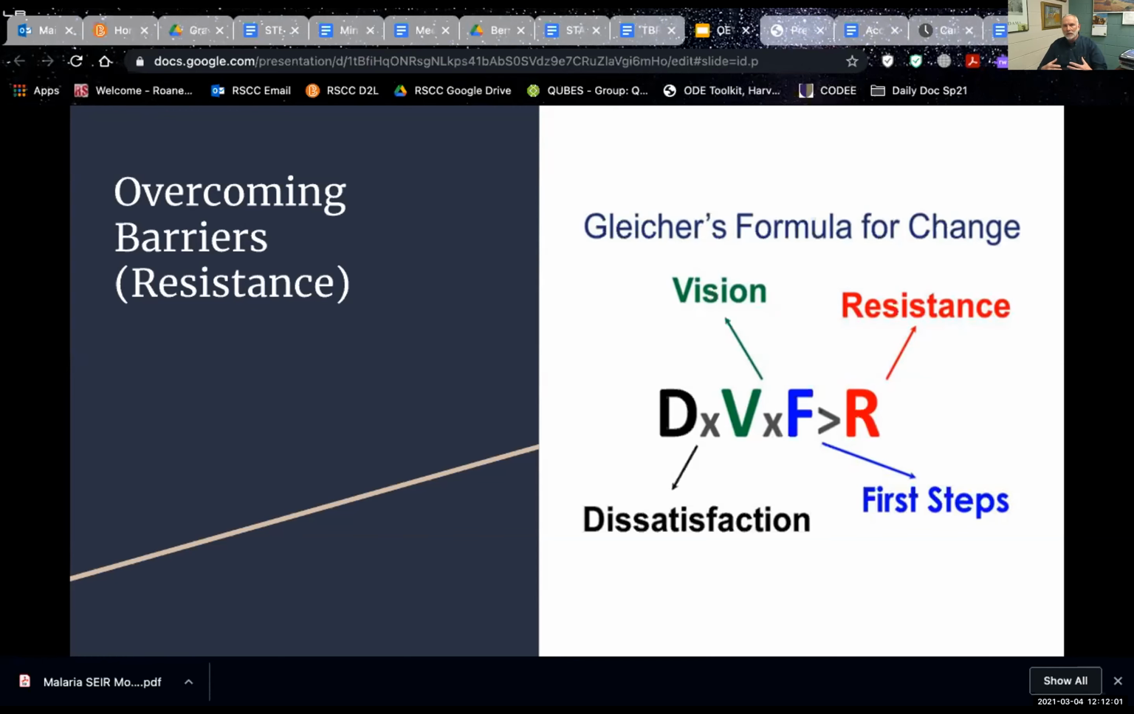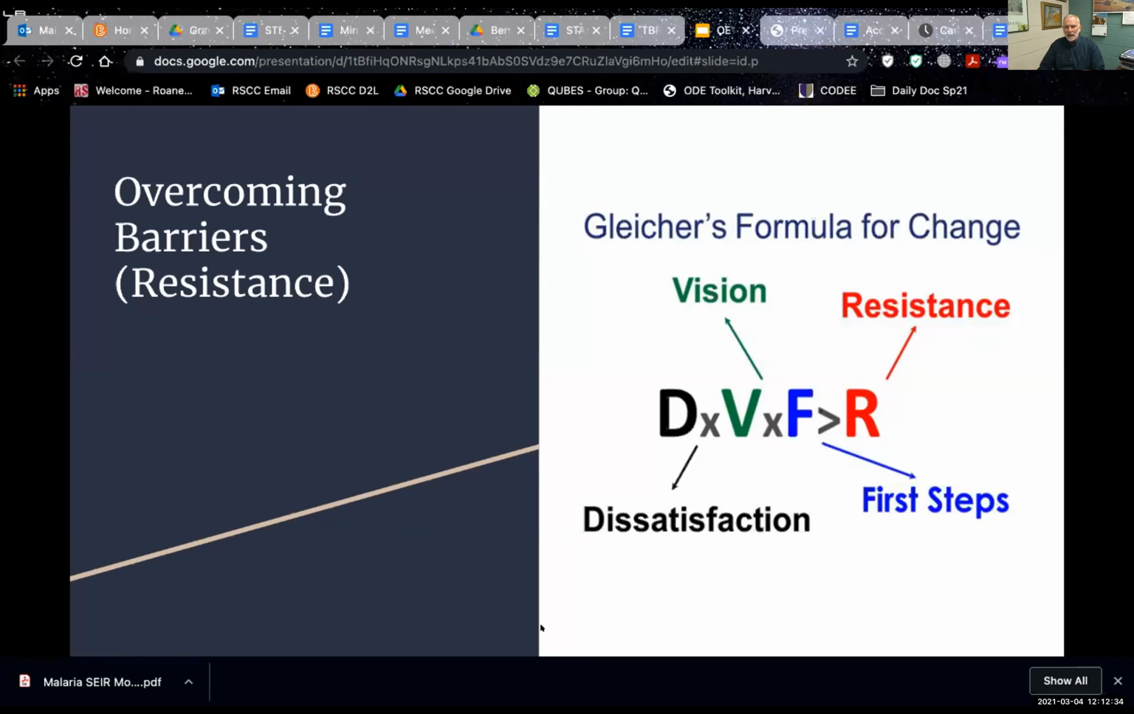So stepping back from the Math 1010 class, what we're now also looking at doing is how do we build acceptance of OER at Roane State? And so a framework that we're using is Gleicher's formula for change. The realization is that there are a couple of things that are consistent. One is that change is inevitable. And secondly, that there's going to be resistance to change, even if it's something that's really good. If it's a change that requires you to do something differently, it's going to be resisted.